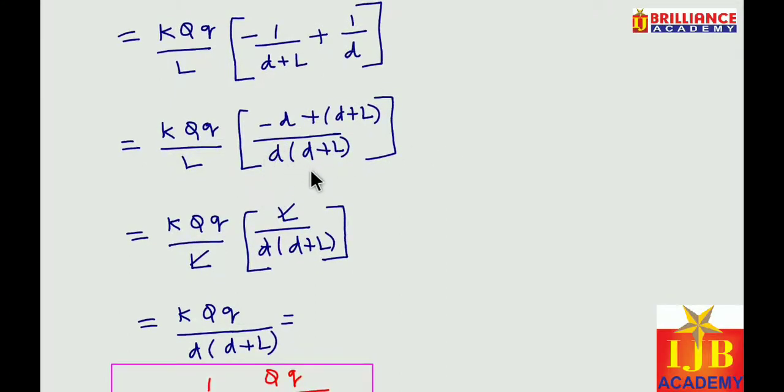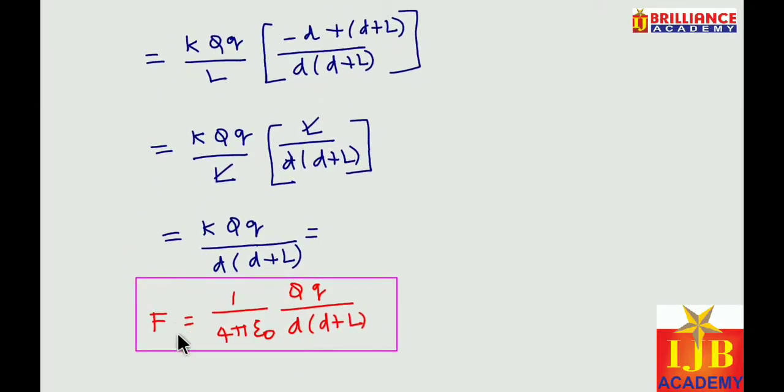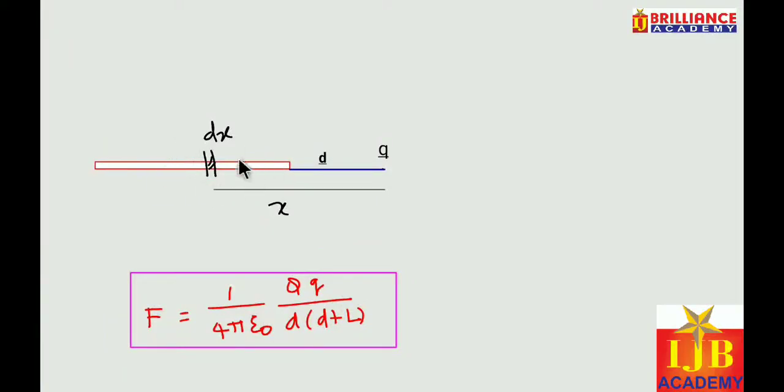The LCM is d into d plus L, so the numerator is minus d plus d plus L. The d cancels, and the L in the numerator cancels with the L in the denominator, as shown here. So the final thing is k Q q by d into d plus L. Now putting the value of k, which is 1 by 4 pi epsilon naught, F is equal to 1 by 4 pi epsilon naught Q q divided by d into d plus L.